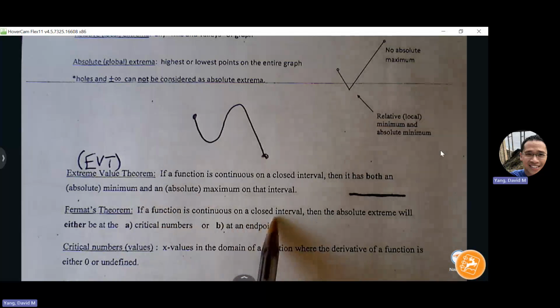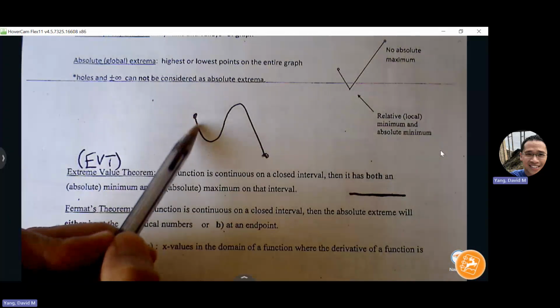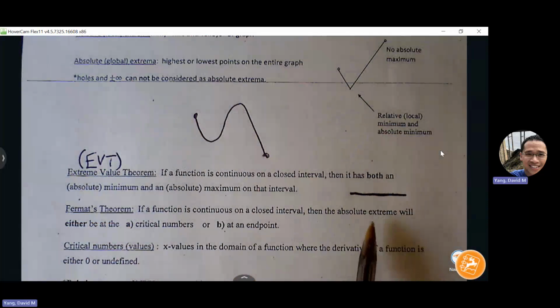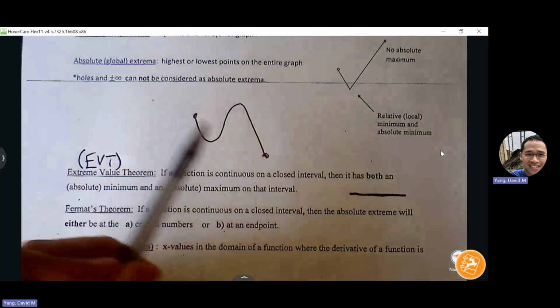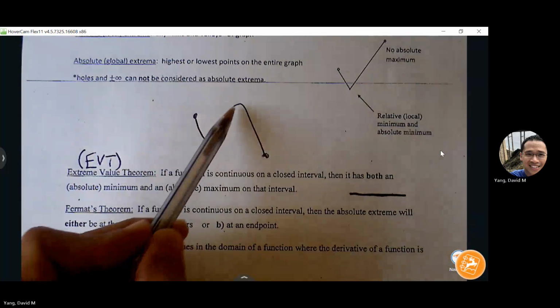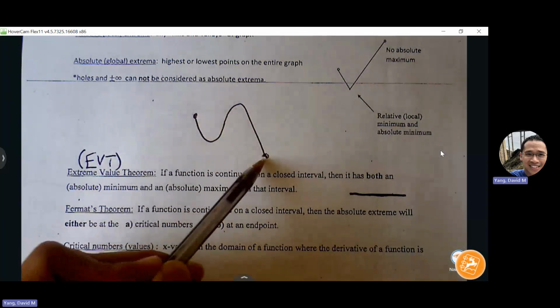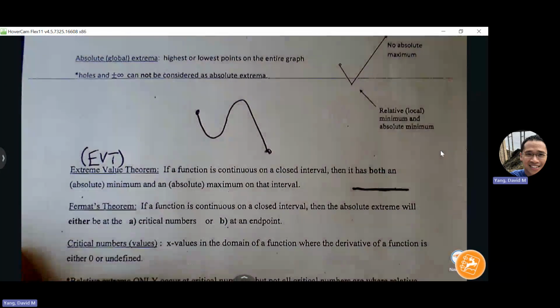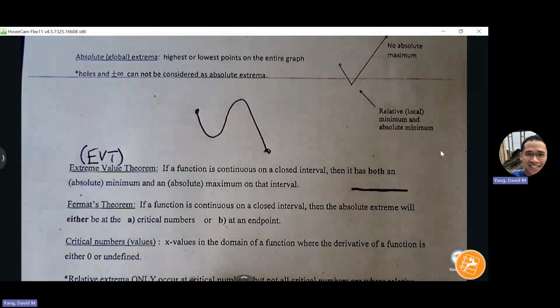If a function is continuous on a closed interval, so that means if there are no breaks along my graph, then my absolute extrema, or my highest point, has to be coming from either a critical point or an endpoint. Those are the only candidates that could potentially be a highest or lowest point on my graph. So how do I find critical values?